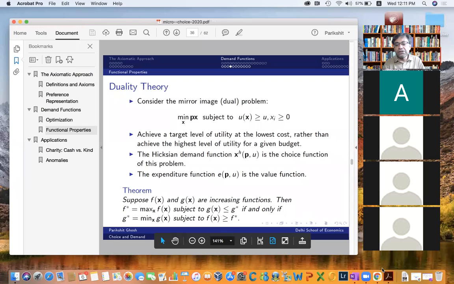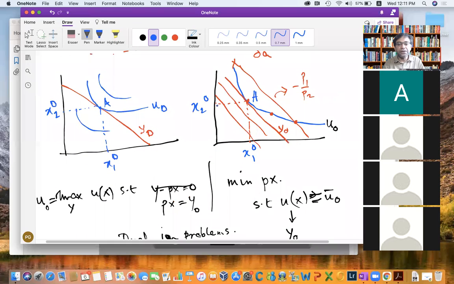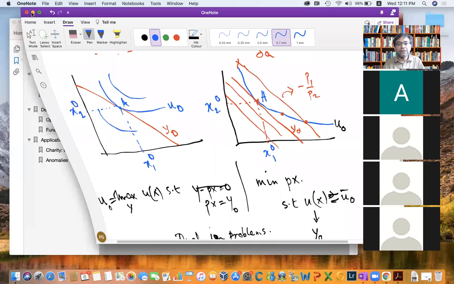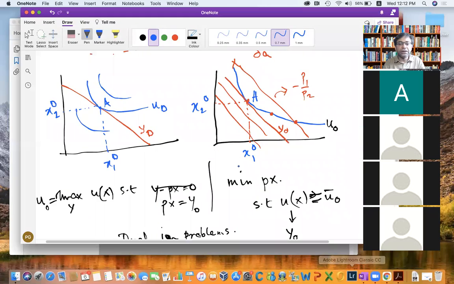Now, the solutions to this dual problem, these values, are called the Hicksian demand functions. Okay. So the solutions to the utility maximization give us Marshallian demand functions, and solutions to its dual give us Hicksian demand functions.